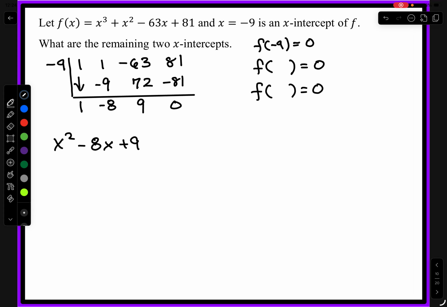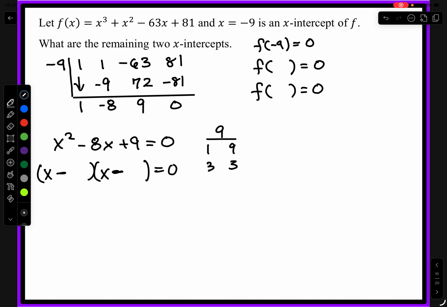What we're going to do with this quotient is figure out where it equals 0. So let's try factorization first. If we get lucky and factorization works, then we're good to go. Now the factors of 9 are 1 and 9, and 3 and 3. So we're going to break this quadratic into x and x. We have a negative right there, and a negative times a positive is negative. So that's going to be negative as well.